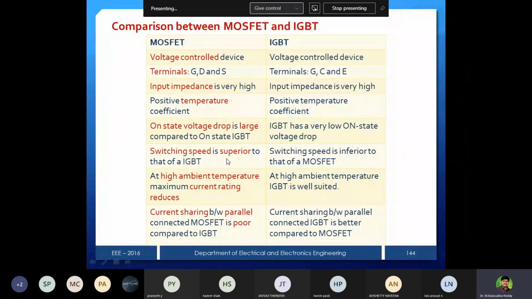Switching speed of the MOSFET is superior to that of the IGBT, and switching speed of the IGBT is inferior to that of the MOSFET. At high ambient temperature, maximum current rating is reduced, and at such ambient temperatures the IGBT is well suited. Current sharing between parallel connected MOSFETs is poor compared to the IGBT. So in that case the IGBT is better.